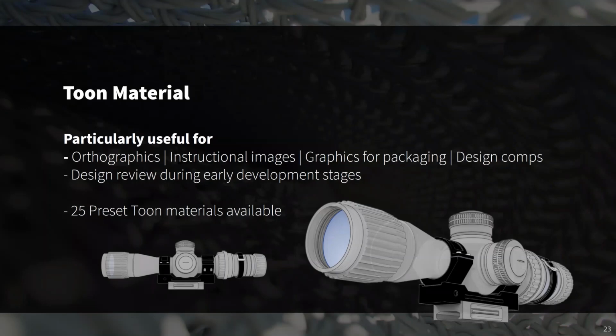So using Toon materials, they can be a great way to create engineering-based images, instructional drawings, graphics for packaging or orthos, and using Toon materials for design comps can also be an extremely useful way to communicate design intent and not get too caught up in materials and textures when you're early on in a project. So, it's quick. There's not a lot that you have to worry about. And again, if you're trying to just get the point across and look at some colorways, that's a great way to do it as well.